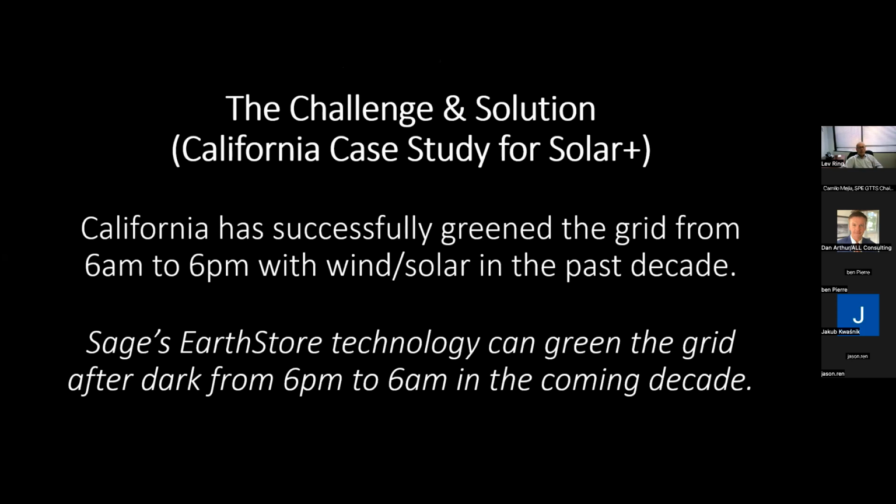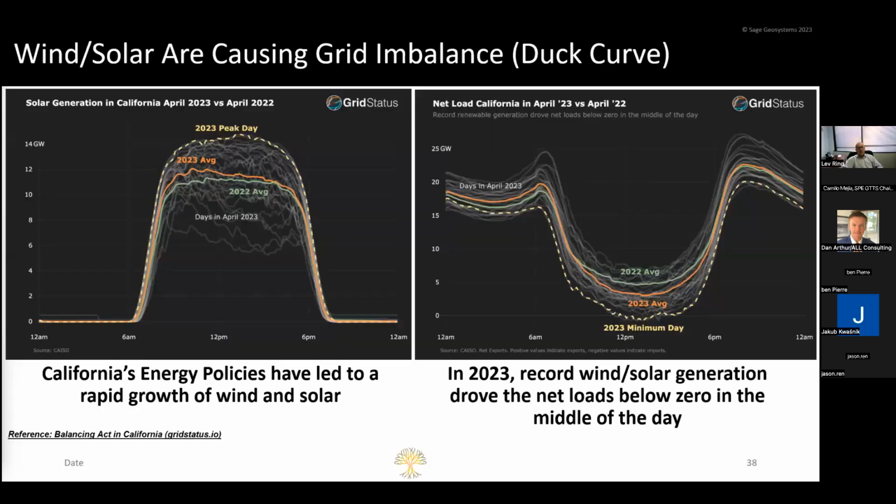So let me give you an example of how it can be implemented. We'll consider a California grid. The problem with the California grid is that it was successfully greened already from 6 a.m. to 6 p.m. But then what is happening when the sun is not up? Well, then we need somehow to green this duck curve.